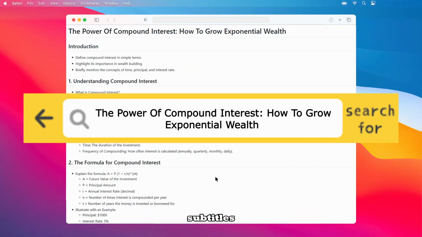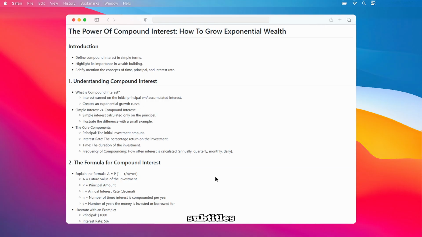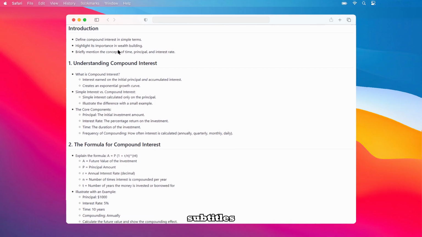Today, we're diving into the fascinating world of compound interest and how it can unlock exponential wealth growth for you. Simply put, compound interest is earning interest on your initial investment and then earning interest on that interest, creating a snowball effect over time. Understanding and harnessing the power of compound interest is crucial for anyone looking to build long-term wealth and financial security. To fully grasp its potential, we'll touch on three key elements: the time you invest, the initial principal amount, and the rate of interest you receive. These three components work together to fuel the magic of compounding.